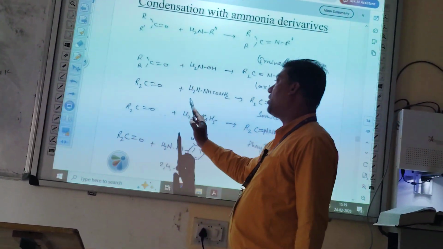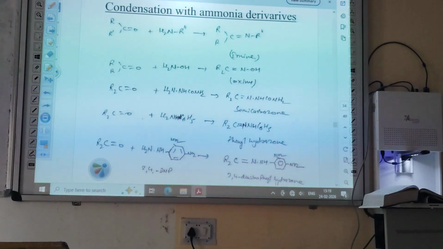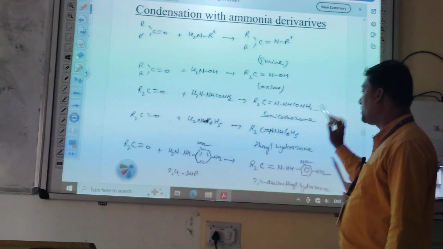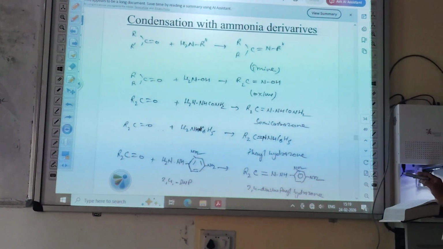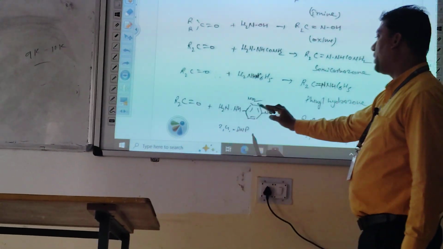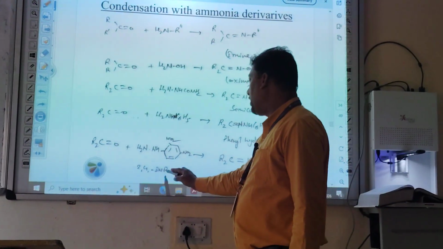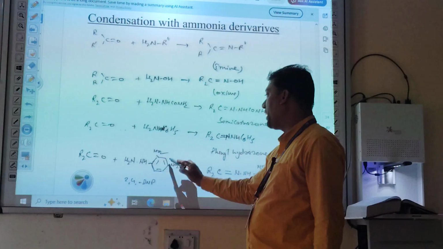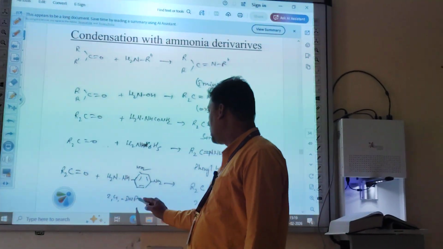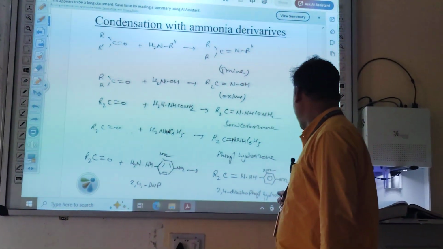Then R2C double bond O with NH2NHC6H5. That is phenylhydrazine, and phenylhydrazone will be formed. Then R2C double bond O with NH2NH, that is known as 2,4-dinitrophenyl hydrazone.